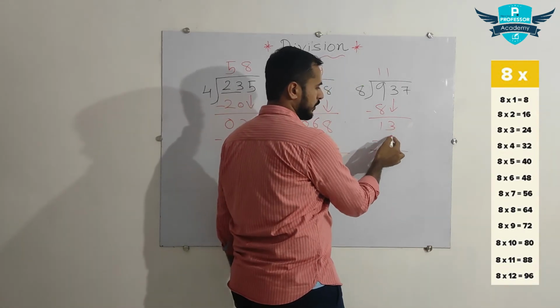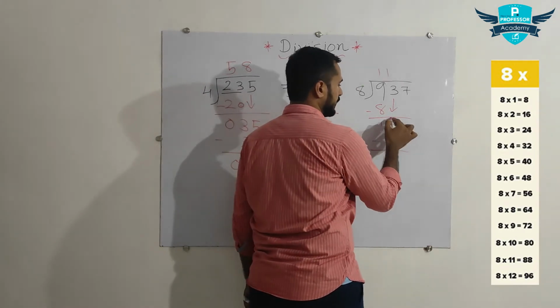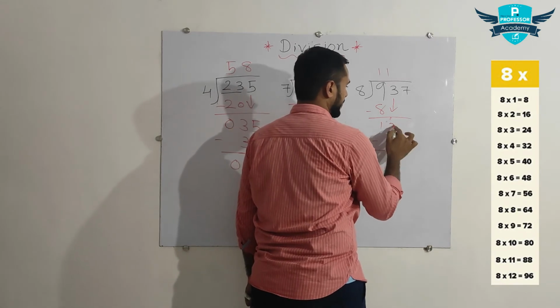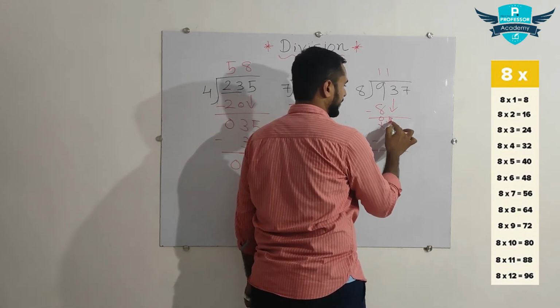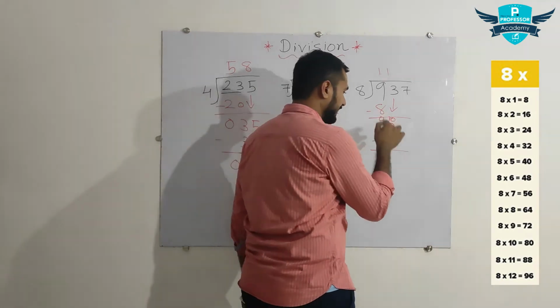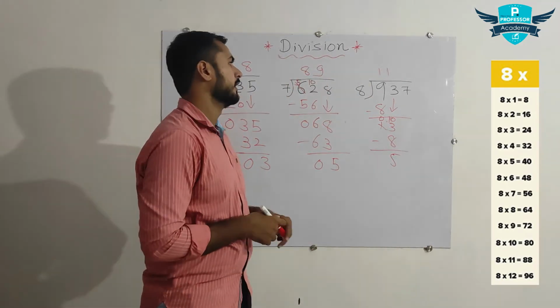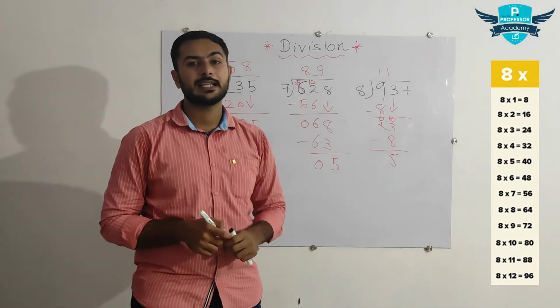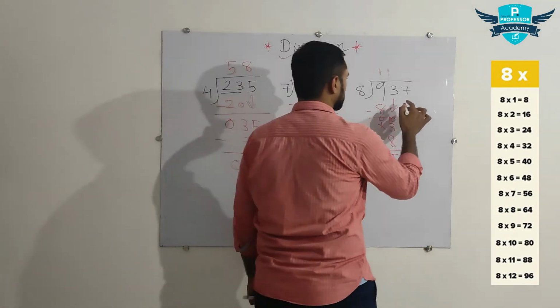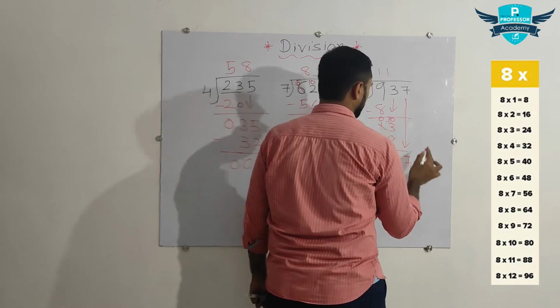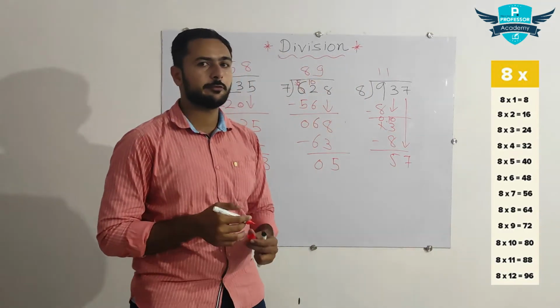The 3 is smaller than 8. It means we will cut here, it's a 0 and here 10. 10 and 3, that's 13 minus 8 is 5. Okay, the same process we are doing. Now, the next is 7. So we need to bring it downwards. So 7 will be here. Now the new number is 57.